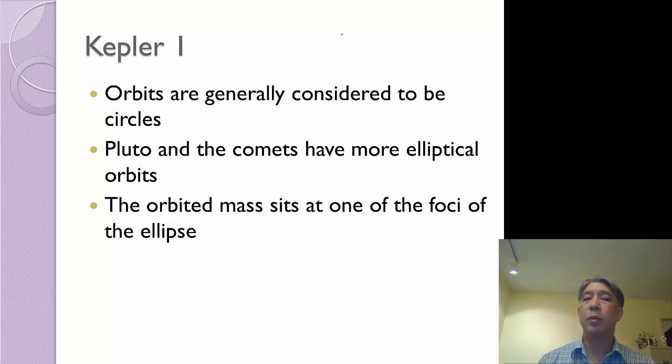Okay, so just to look at the 3 laws in a little more detail, orbits are generally considered to be circles. Pluto and the comets will have more elliptical orbits, and the orbited mass sits at one of the foci of the ellipse.